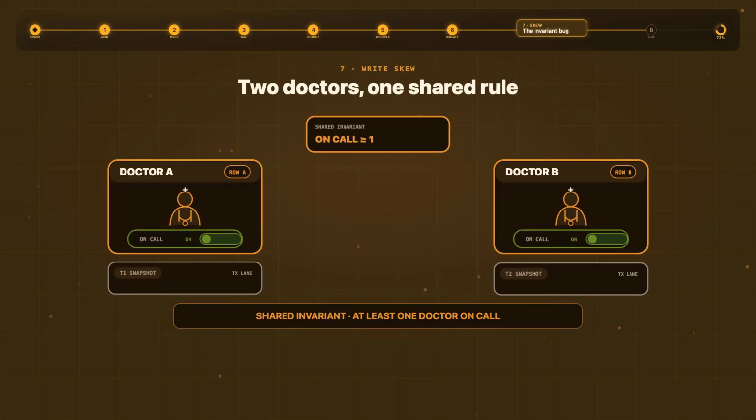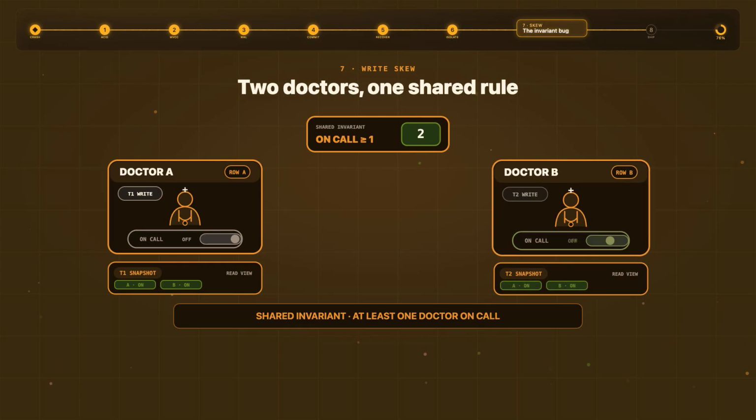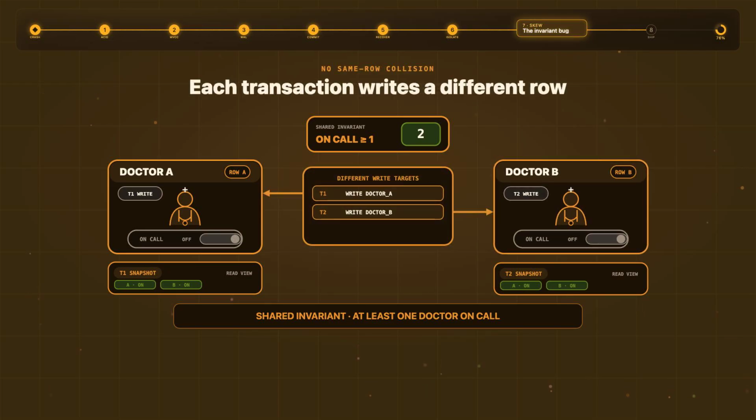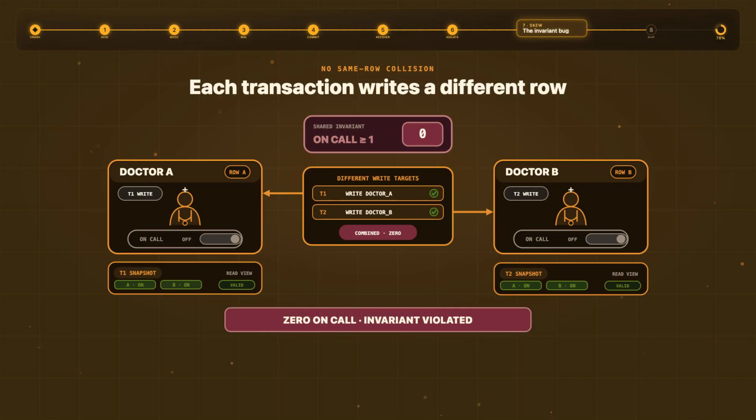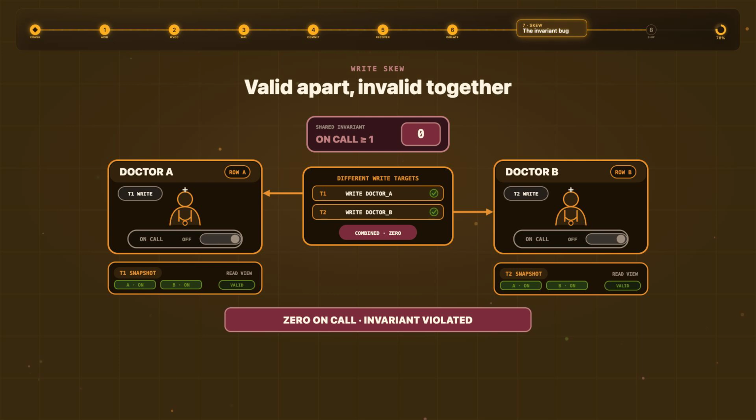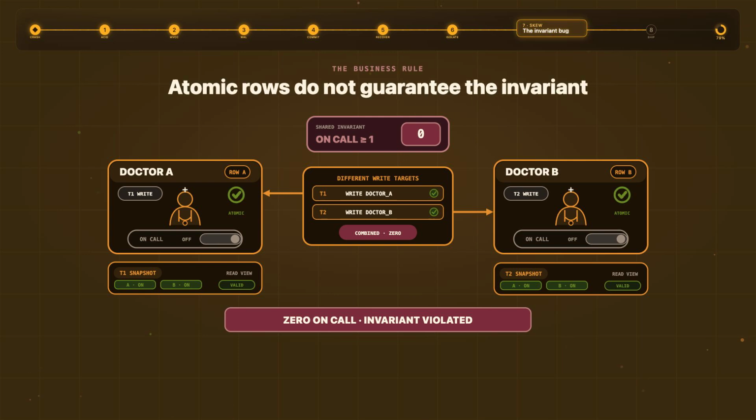Suppose 2 doctors are on call. The rule says at least one doctor must remain available. Transaction T1 reads both rows, sees 2 doctors, and takes Dr. A off call. At the same time, T2 reads the same starting state and takes Dr. B off call. They updated different rows, so a simple same row write conflict may not stop them. Each transaction individually saw a valid starting state. Together, they leave nobody on call. This is write-skew. It reveals why "my updates are atomic" does not automatically mean "my business invariant is safe."